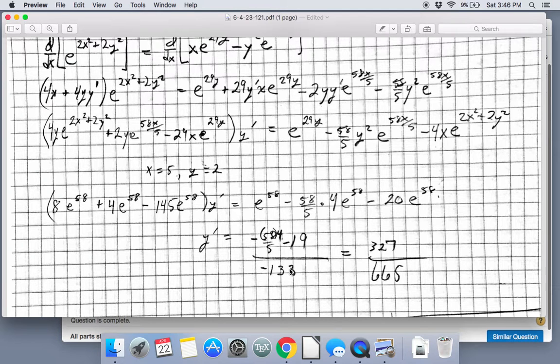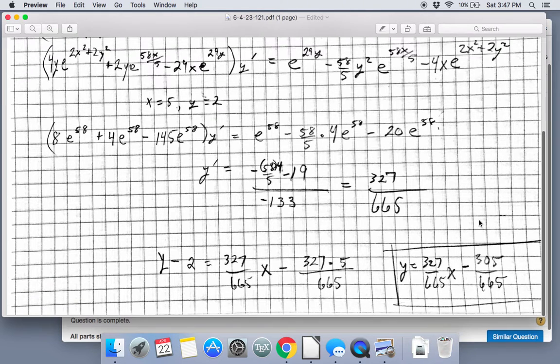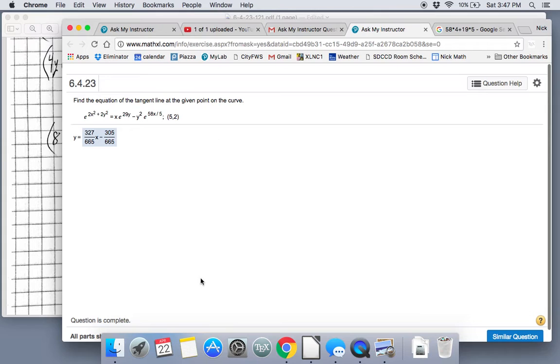I'm sorry for the mess. I actually didn't expect it to be right the first time I did it, so I didn't even try to write it down very carefully. But it was right. So my y prime, when I simplified this big ugly fraction, was 327 over 665. And then I just plugged it into the point-slope formula, and I figured out my y equals mx plus b equation. So it was a really difficult computation, but the question that the student had asked was, how do I deal with those large exponentials?